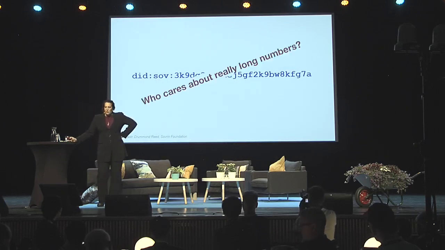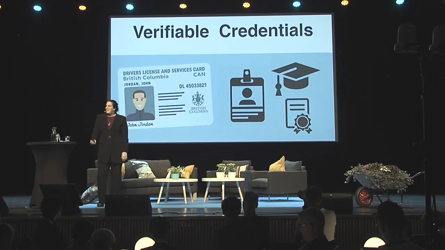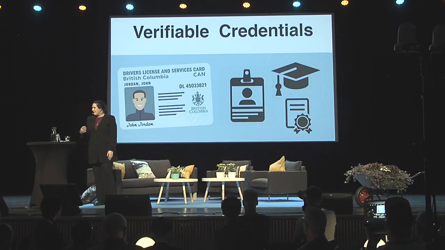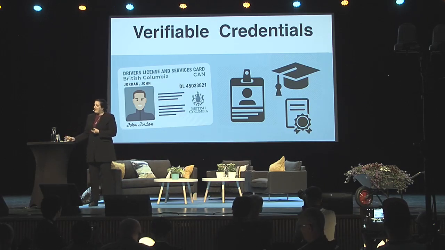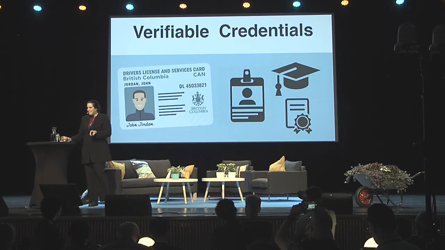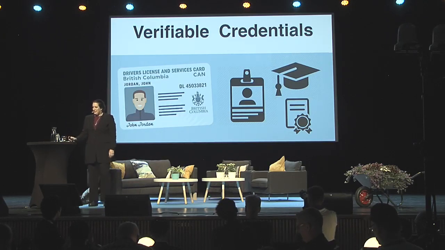Okay. Who cares about really long numbers? Because we just talked about how you can take really long random numbers and stick them up in a ledger and go look them up. It's not that interesting. So the cool part is that we can use them to support the exchange of verifiable credentials. That is, things like a university degree, the information on your driver's license, professional licenses, the fact that you went to yoga class last night. It doesn't matter. They can be little credentials or really big ones.